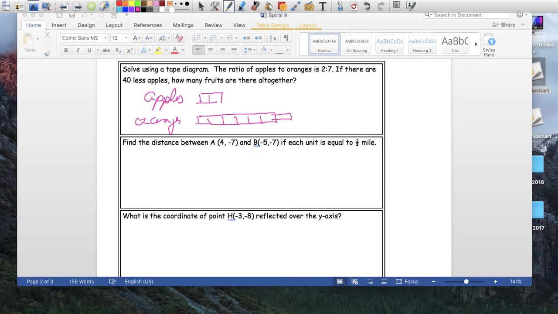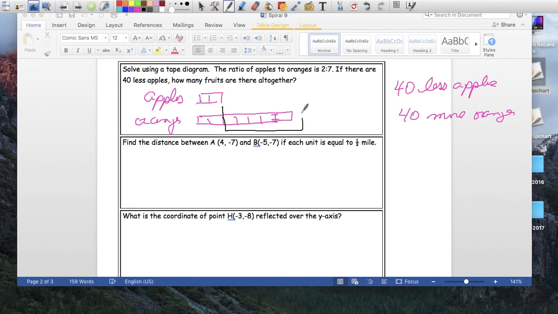Well, 40 less apples. Okay, now you're going to have to learn how to read these things. Clearly there are less apples, because there are more oranges here. So, remember in class I said you can say 40 less apples, or you can say 40 more oranges. The quantity here can be reversed. There's clearly more oranges, and the more section is represented by this area right here.